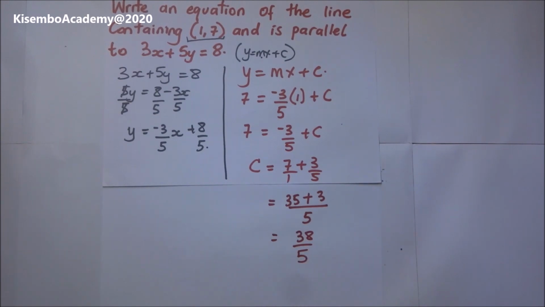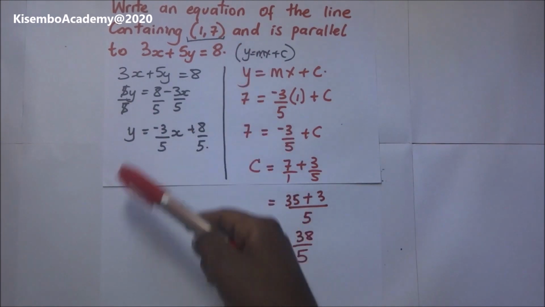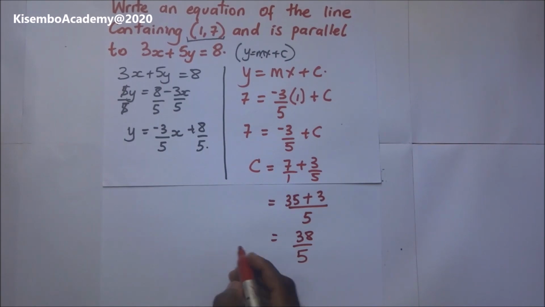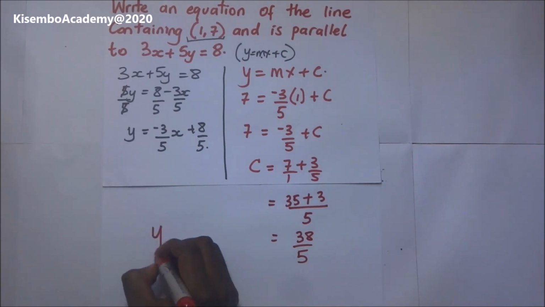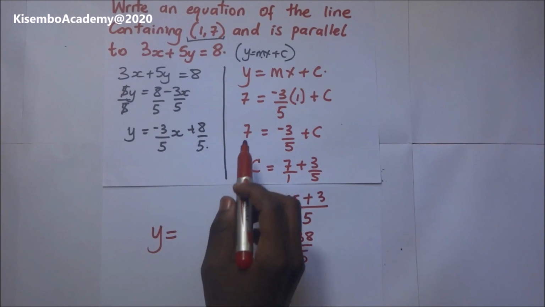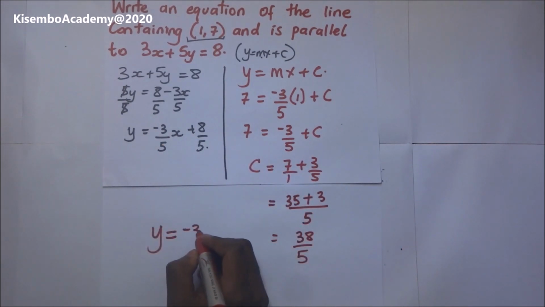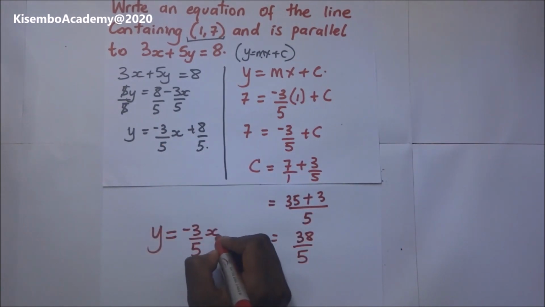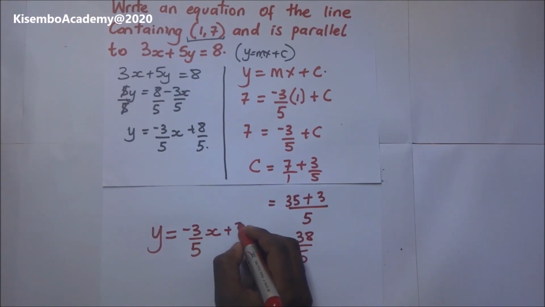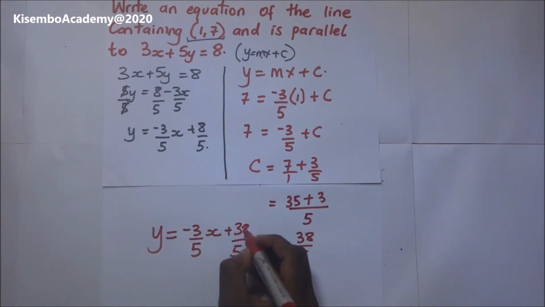So to go ahead and write the real equation of the line, our equation is definitely going to end up being y is equal to our value of m, which is the gradient, which we got as negative 3 over 5 x, plus c, which is 38 over 5.